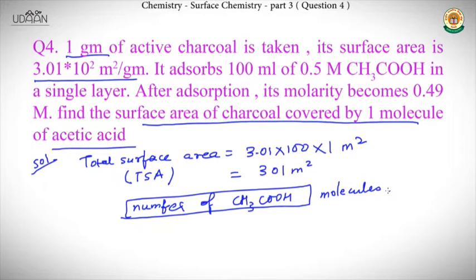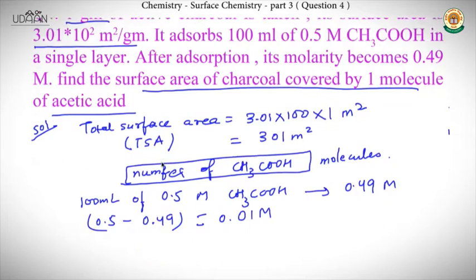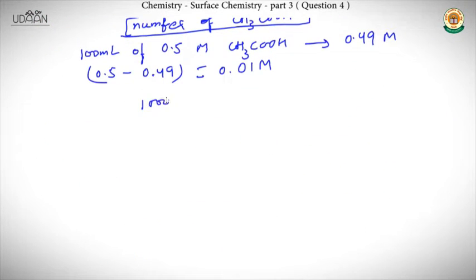Let's see how we do that. I've been given 100 ml of 0.5 molar CH3COOH solution, and the final molarity becomes 0.49 molar. So how much is the amount absorbed? 0.5 minus 0.49, which is 0.01 molar, right? So I'll just scroll down, and so I know that in 1000 ml 0.01 mole of acetic acid is present. That is the definition of molarity, right?